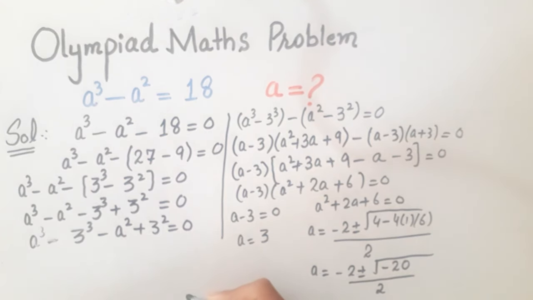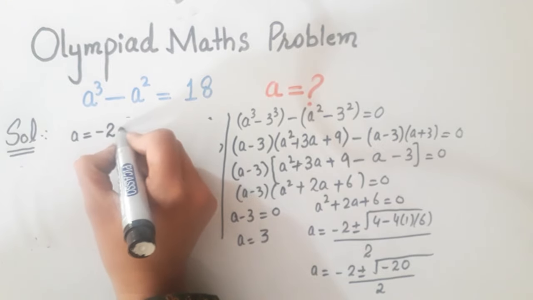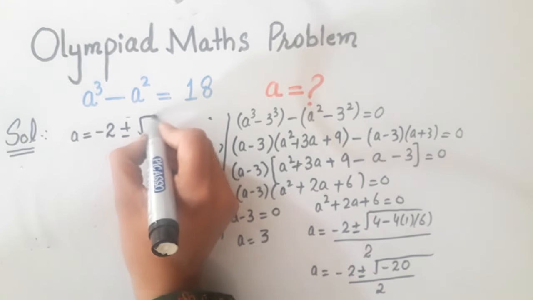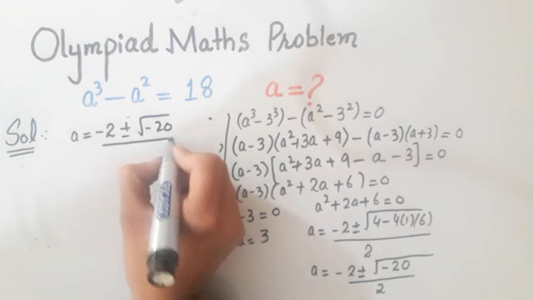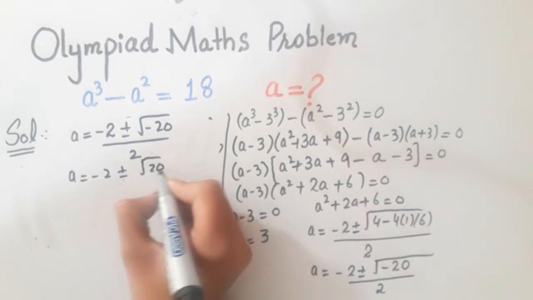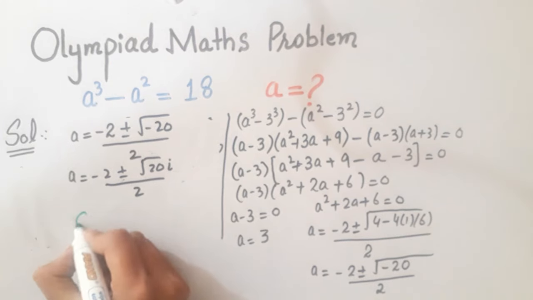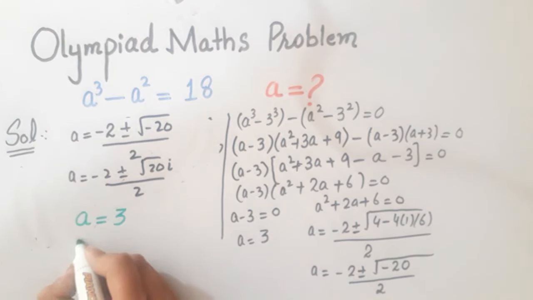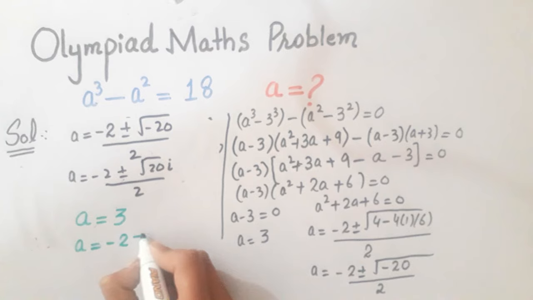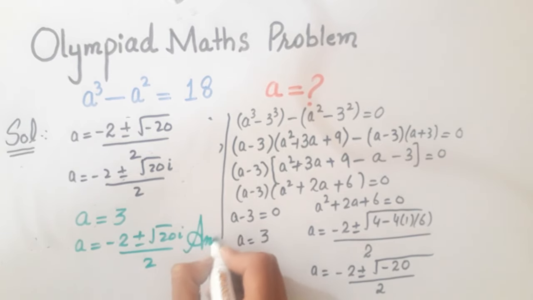So this will become a equals minus 2 plus minus root of minus 20, divided by 2. A equals minus 2 plus minus root 20 iota divided by 2. So we have the final answer as a equals 3, a equals minus 2 plus minus root 20 iota by 2. So this is the final answer.